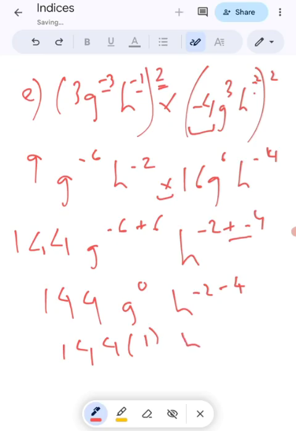into minus 4 is minus 6, right? Now 144 h to the power minus 6 is coming. Do you have to make this power a positive one? So what I will be doing is I will be taking it down into my denominator. So 144 upon h to the power 6 is your answer.